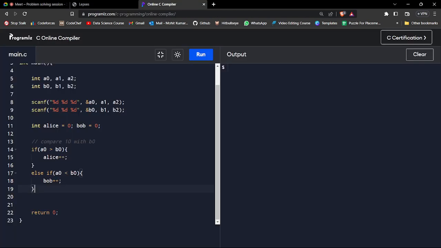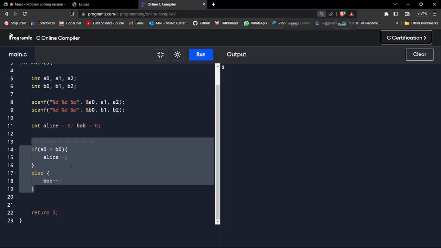Okay, so we can also do it like this: else if a0 is smaller. So I'm having only two conditions, that is, if Alice is having the greater point, then Alice will be getting the point. Else by default b0 is less than a0, so Bob will be getting the point, right? So I can also say it like this.